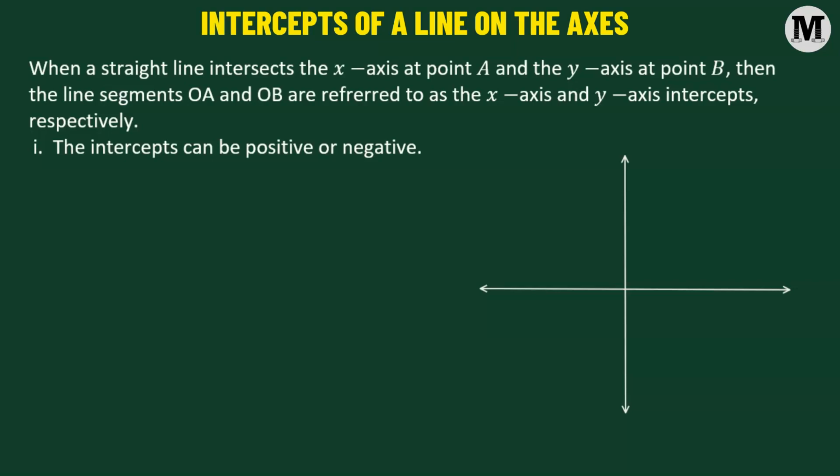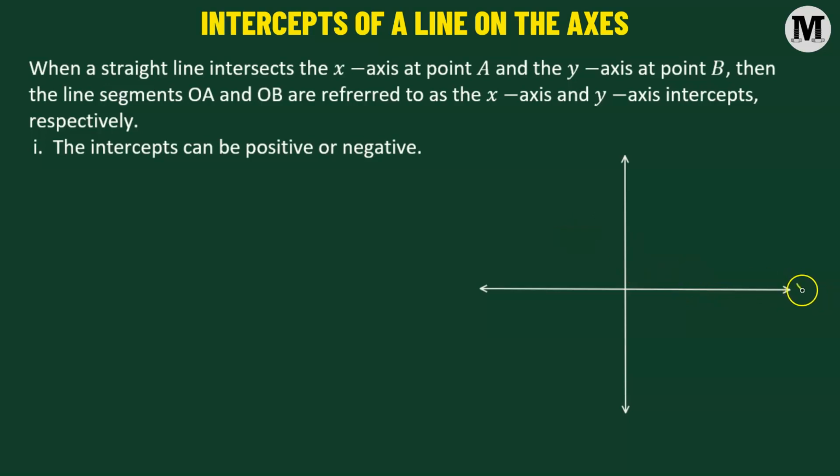Let's discuss intercepts. When a straight line intersects the x-axis at a point A and the same line intersects the y-axis at point B, then the line segments OA and OB are referred to as the x-axis and y-axis intercepts respectively. Let's try to understand this graphically.